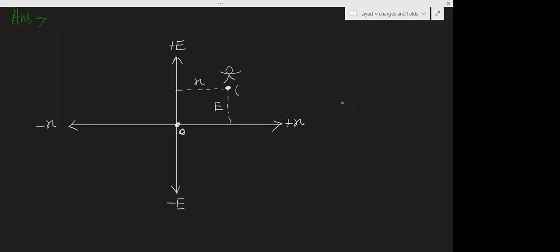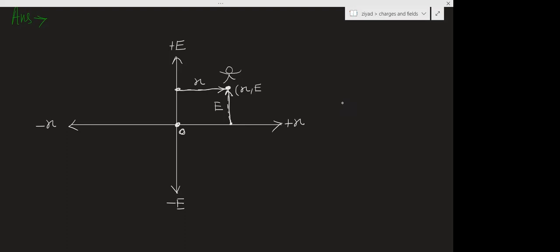Now you want to check whether this x is negative or positive. So you are moving in this direction, means here x will be positive. And for electric field, you will move in this direction, positive, means this electric field is also positive.